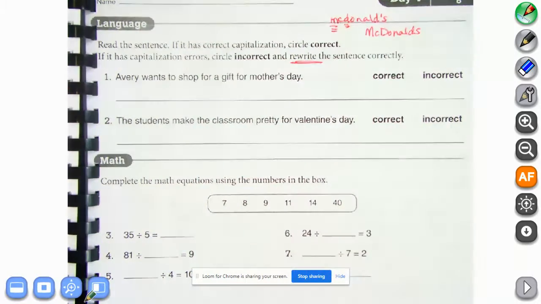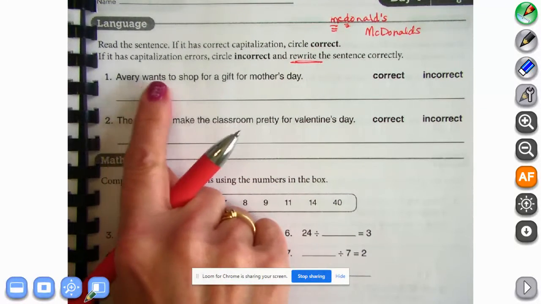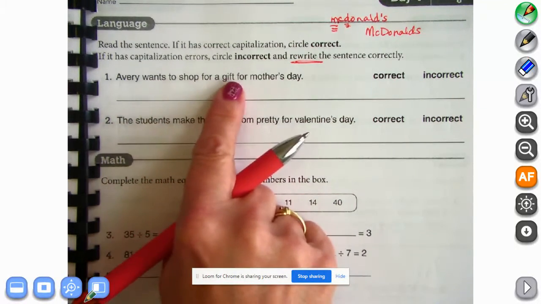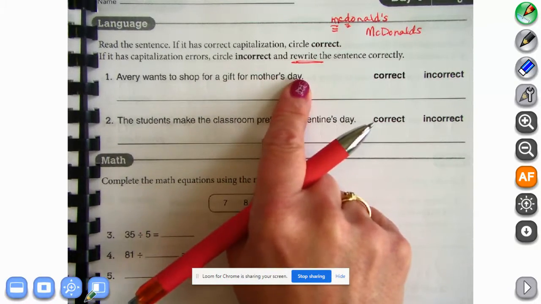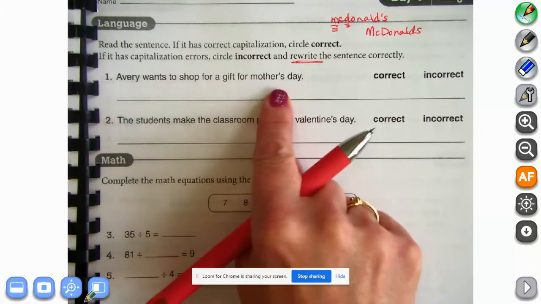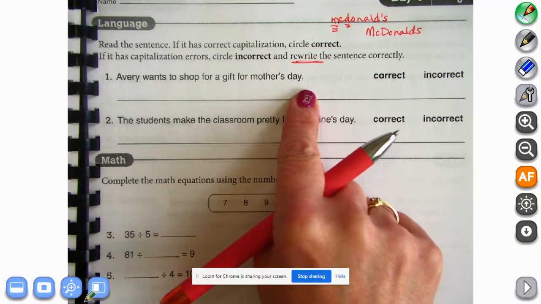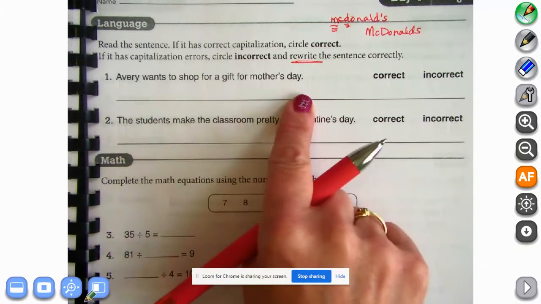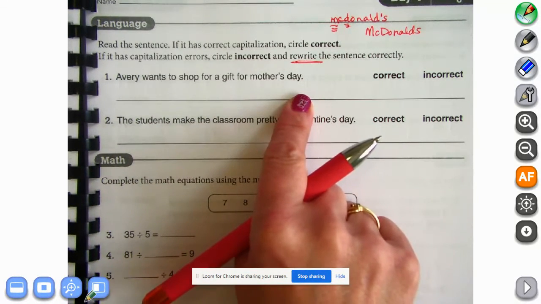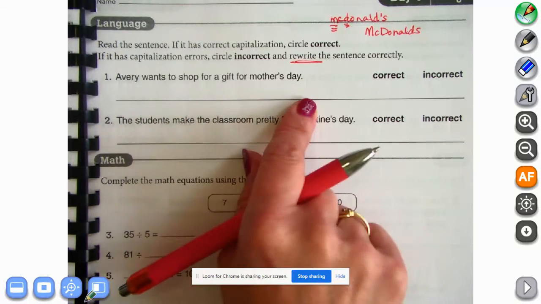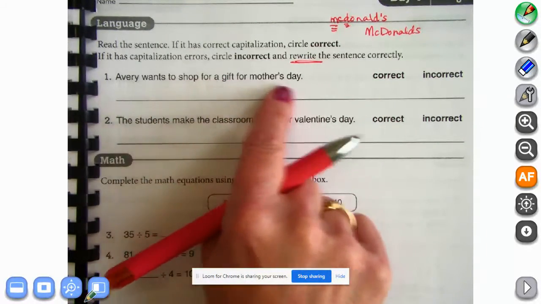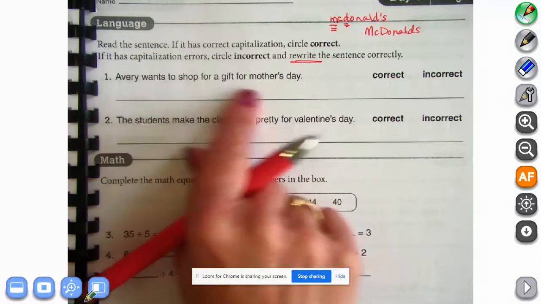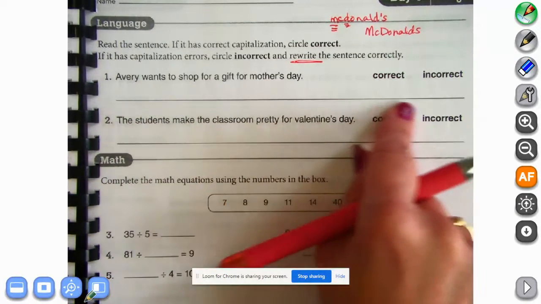Okay, so let's look at number 1. Avery wants to shop for a gift for Mother's Day. Is this correct? Are all the words that should be capitalized capital? Or are there some incorrect ones and you need to fix it? Once you mark the ones that should be capitalized, then you're going to rewrite it correctly on this line.